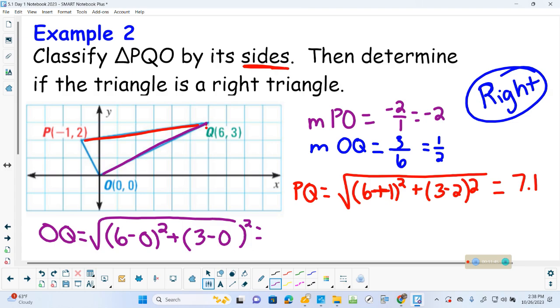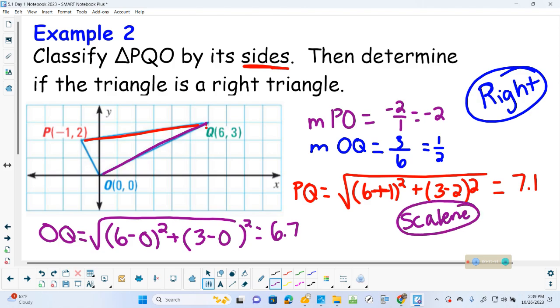Is it 7.1? Is it close? It's not, right? What do you got for it? 6.7. Ah, so they're close. 6.7, 7.1, but they're not the same. So now we just have to classify it. None of the sides are the same. What do you call that? Scaling. Yeah, I heard it. Scaling. That was pretty fun.